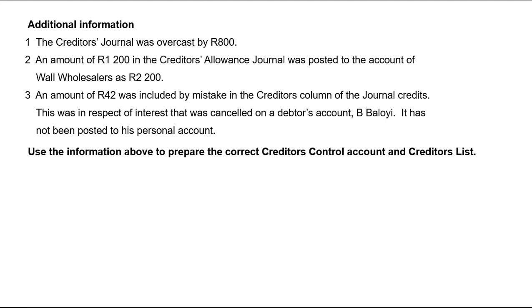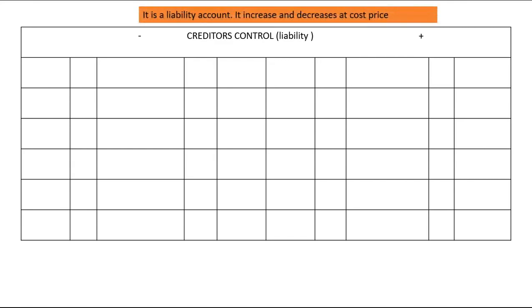Now, let's go to our creditors control. Please note that this is the general ledger account. It increases on the credit side and decreases on the debit side. The balance at the beginning of the month will be on the credit side. We'll write it as 2023 March 01. The balance brought down was, in this case, 28,700, which was given to us, by the way.